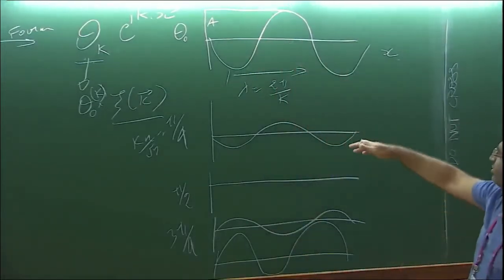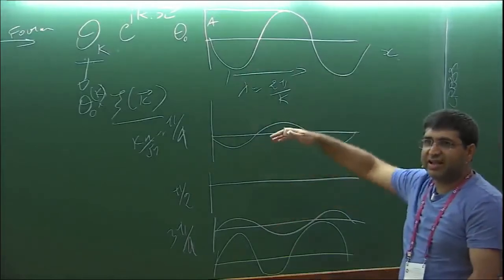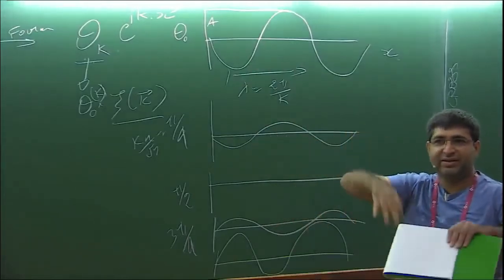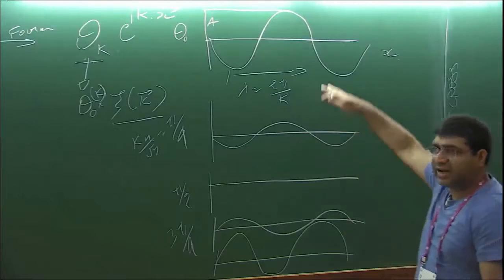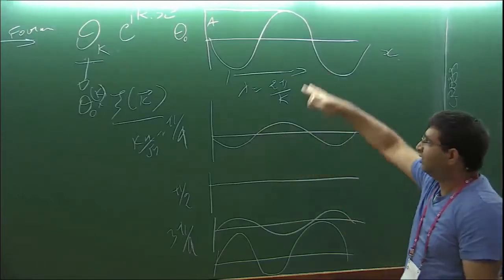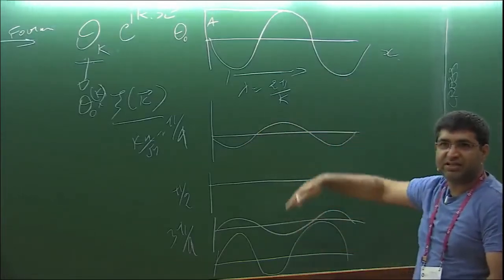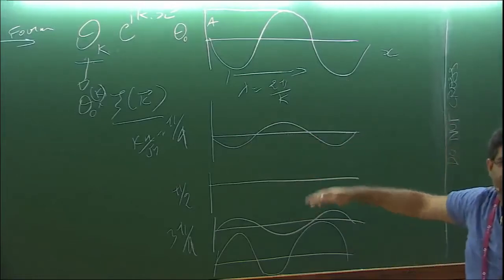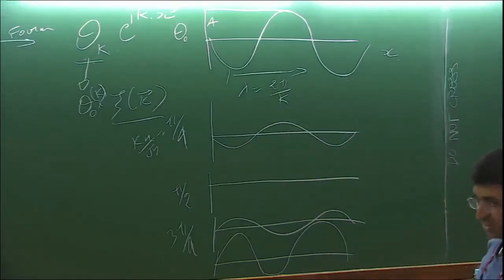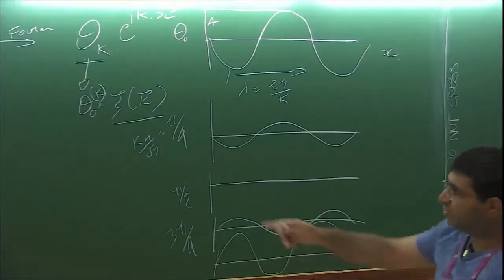Right? So this is basically just like a string motion. If you pluck a string, it is oscillating. So these are standing waves. In real space, we have standing waves. So these are standing sound waves. The amplitude is oscillating. So we have the solution for theta 0.